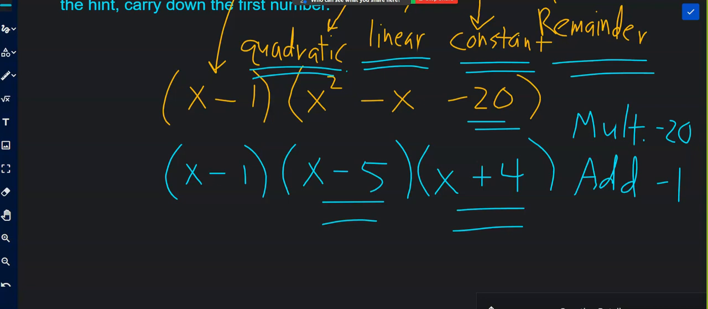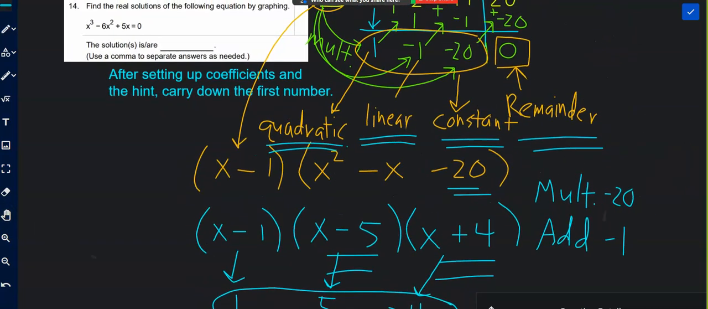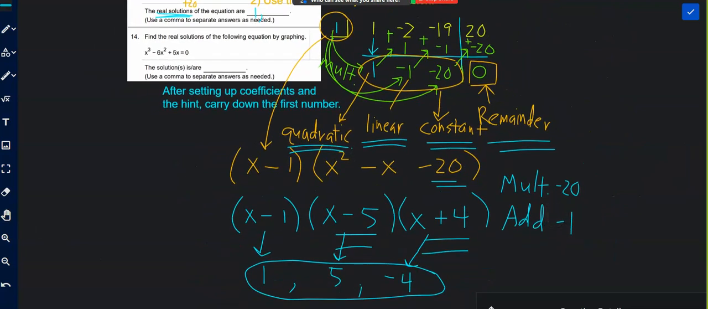So what are the zeros? Well, there's obviously 1, but I gave that to you in the beginning. And then there's 5, and then there's negative 4. Those are the answers to this question: 1, 5, and negative 4. So when we get to practice together, we're going to practice the synthetic division. You're going to be given a hint. You're going to have to set it up and then carry down the first number and then multiply, add, multiply, add, multiply, add until you get done.